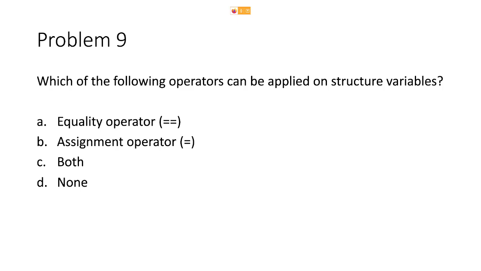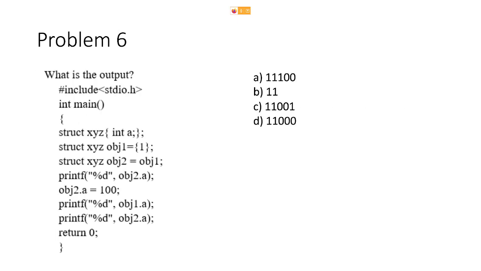Okay, ma'am. Please give any example about structure variable. Okay. Yeah, here in this problem we have declared a structure struct xyz with member int a, and then we created a variable here, object 1 of type struct xyz, and it was initialized with 1. So member a has value 1. So object 1 here is a structure variable.